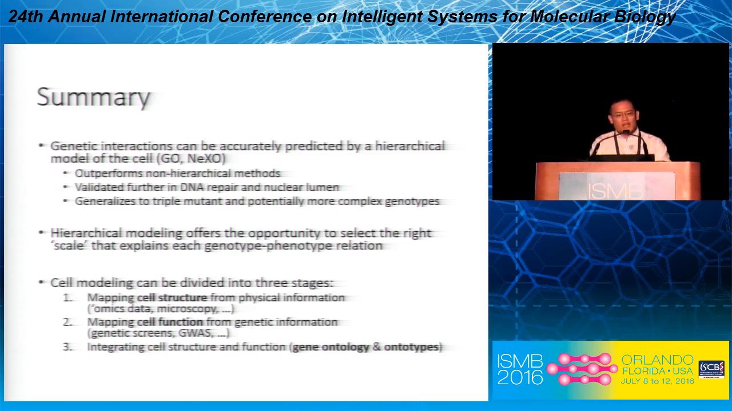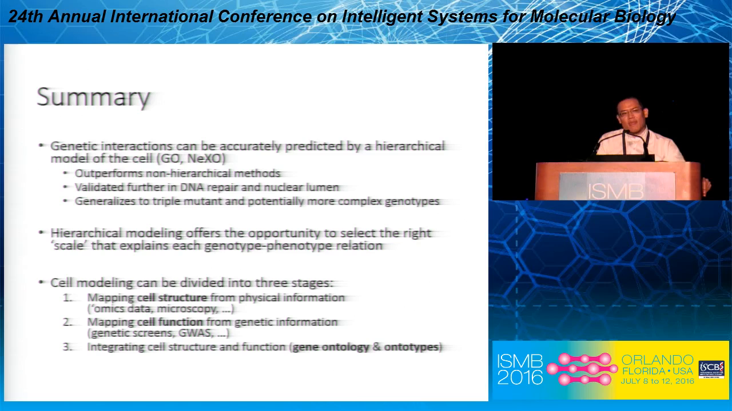And so in summary, what we've been able to do is predict genetic interactions accurately using a hierarchical model of the cell. This model could be based on the Gene Ontology or a data-driven ontology like NeXO. And we find that it outperforms non-hierarchical methods. We further validated it in DNA repair and nuclear lumen, and it has the potential to generalize to higher order genotypes.